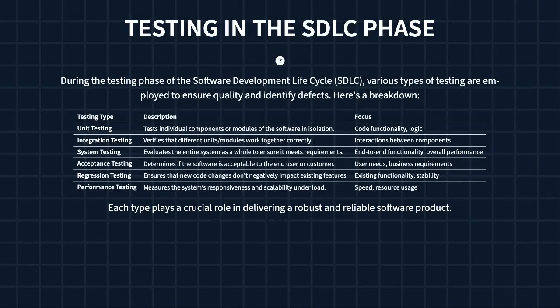Okay, let's talk about testing within the SDLC. It's really important. Throughout the process, we use different kinds of tests to make sure everything works smoothly. First, we have unit testing. That's when you check individual pieces of code on their own. Then integration testing verifies that all those pieces work together correctly. System testing takes a step back and looks at the whole system as one thing. Acceptance testing is done by the users or clients to see if it meets their needs. Regression testing ensures that any new changes don't accidentally break anything existing. Finally, we do performance testing to check how fast and efficient the software is.